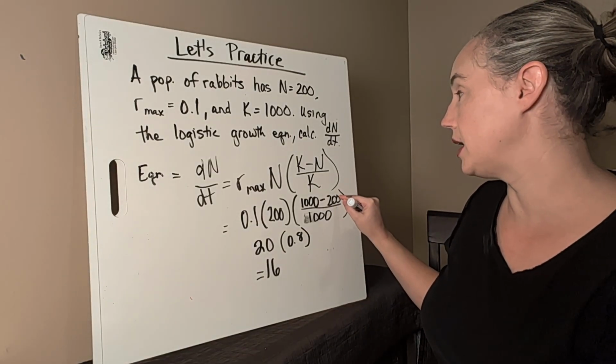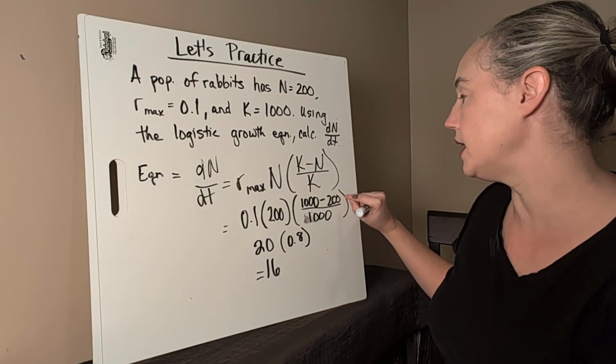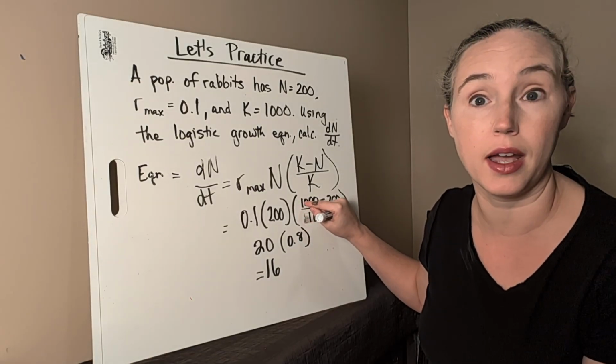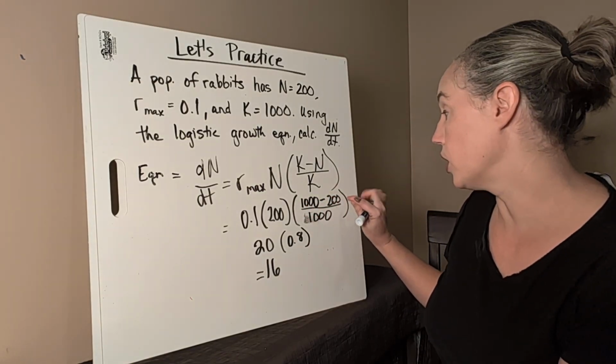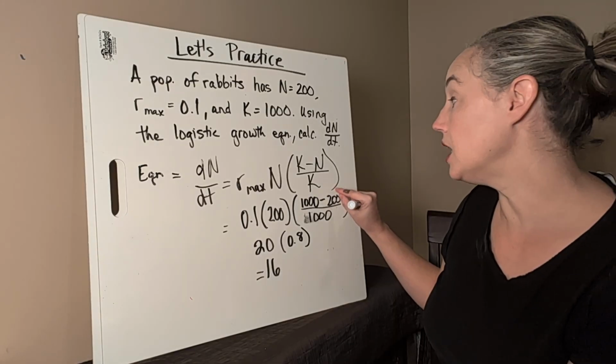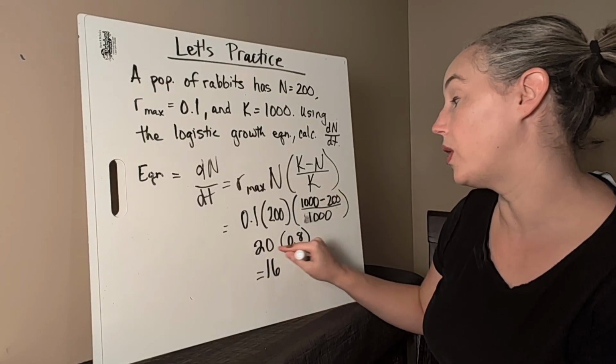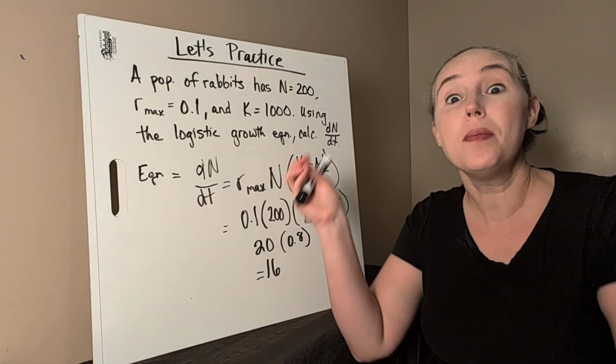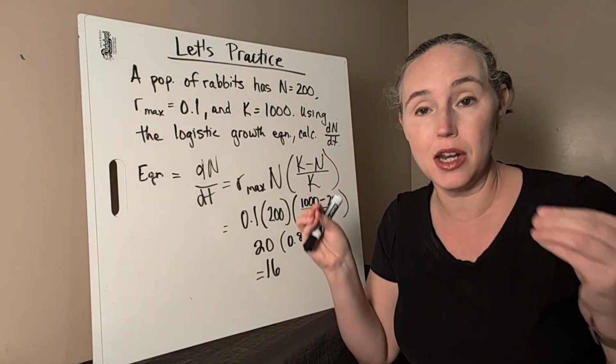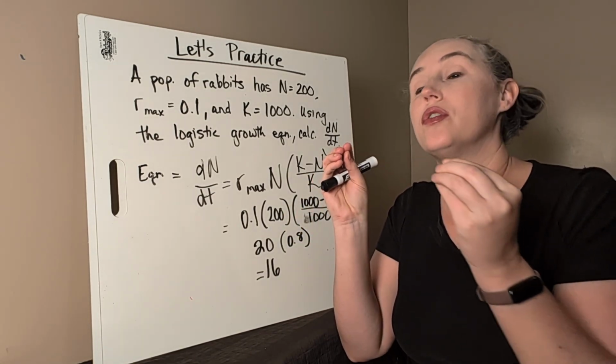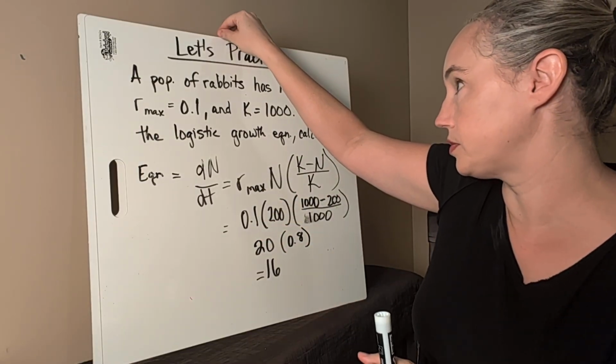And the closer we get to K, right now N is pretty far from K. But if this were, say, 800, and then we did 20 times 0.2, we'd have a much smaller number. So see, as N approaches K, your number gets smaller.